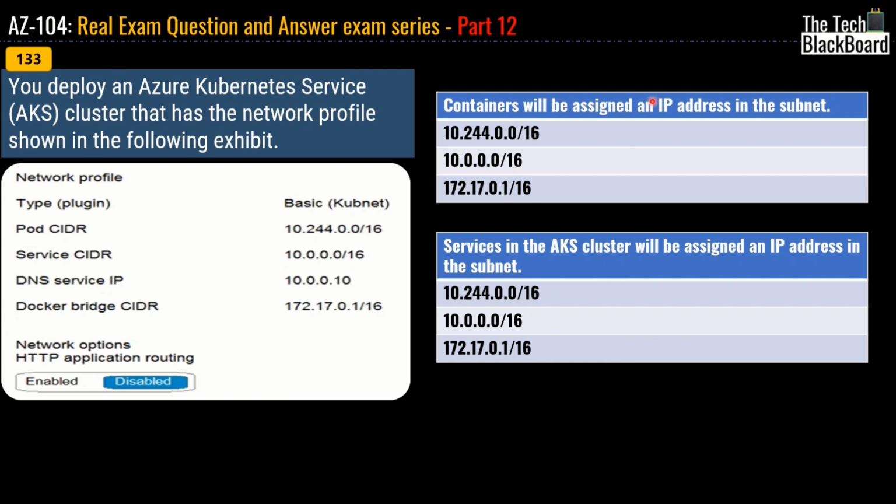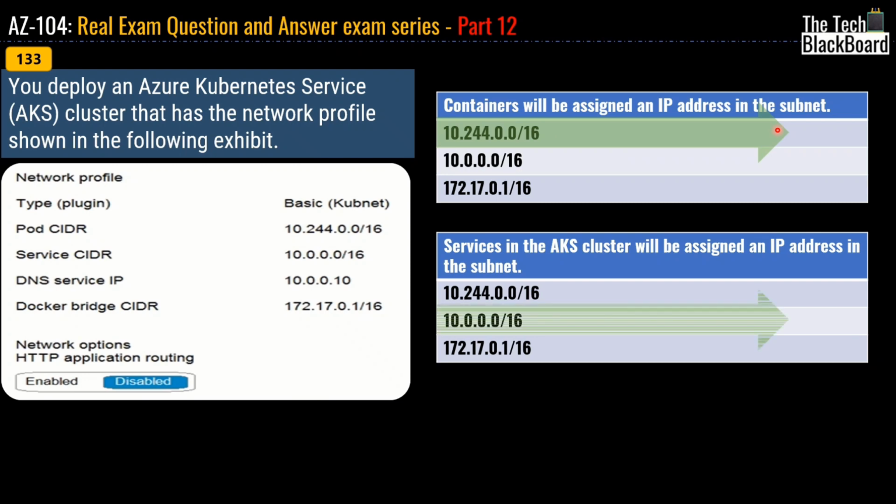Now coming to the first part, please note that the first IP given here is the pod CIDR. Then the second one is the service CIDR. The third one here is the Docker bridge CIDR. So the correct answer for the first one is the pod CIDR. And the reason for choosing this option is very simple, because we are talking about containers, and containers always live inside the pods. That's why the containers will be assigned an IP from the pod CIDR.